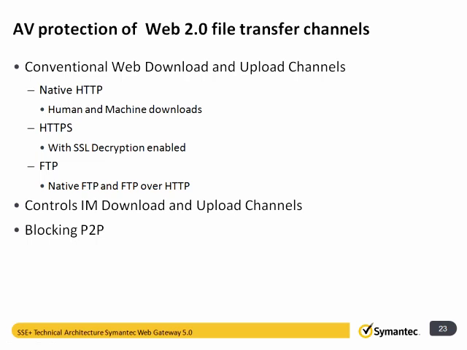This slide goes over what can be scanned by the Symantec antivirus engine in the product. The Web Gateway scans native HTTP, native FTP, and FTP tunneling over HTTP. HTTPS uploads and downloads can be scanned in proxy deployments with SSL deep inspection enabled and if the sites are being intercepted. The Web Gateway also controls the IM upload and download channels.